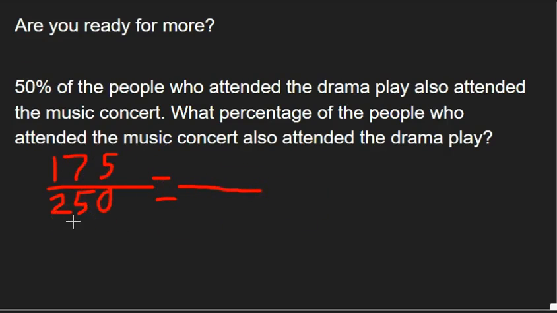Okay, so I can divide both of these by 25. Let's see. 250 divided by 25 is 10. 175 divided by 25, let's see. It's 4 25s to make 100. It is 8 25s to make 200. This is 1 25 less than that. So that would be 7/10.